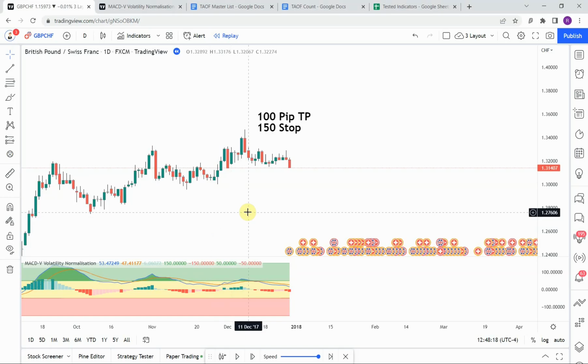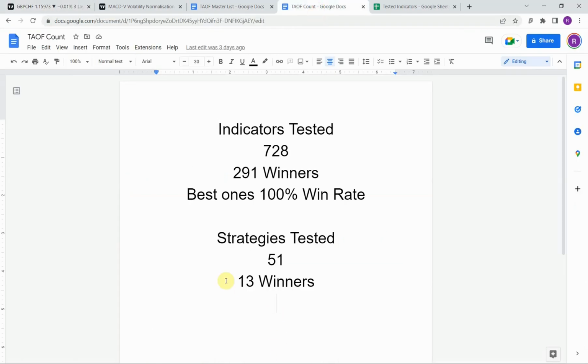Alright, as I said, today we will be testing the MACD Volatility Normalisation indicator. Before we do though, I wanted to put the testing scoreboard up for everyone to see. So to date, we have tested a total of 51 different strategies, with 13 of them being profitable. We've also tested a total of 728 indicators, with 291 of them being winners. The best ones so far were able to achieve a 100% win rate.